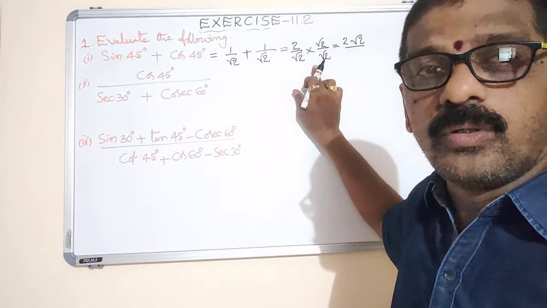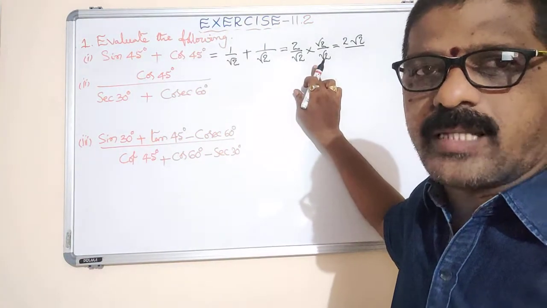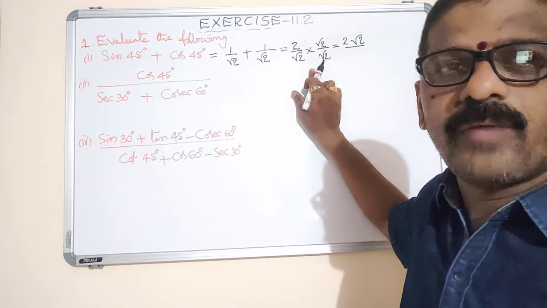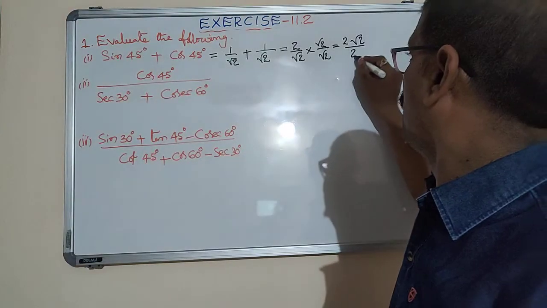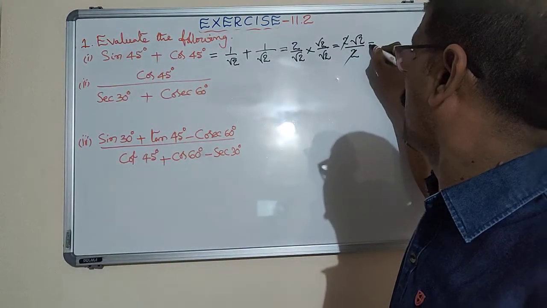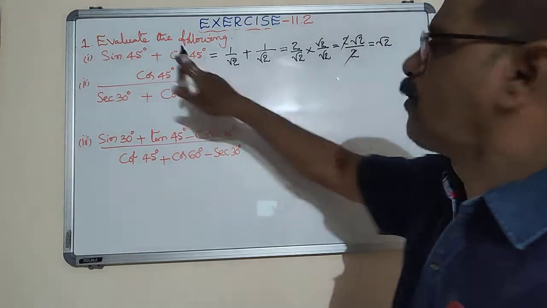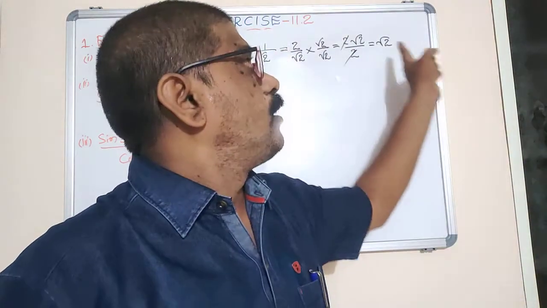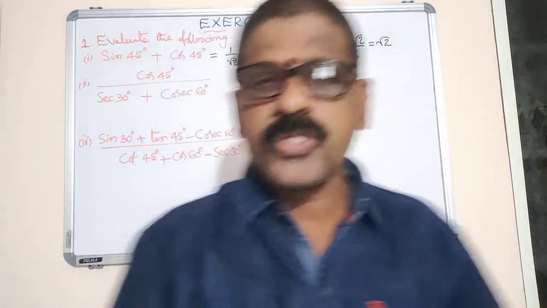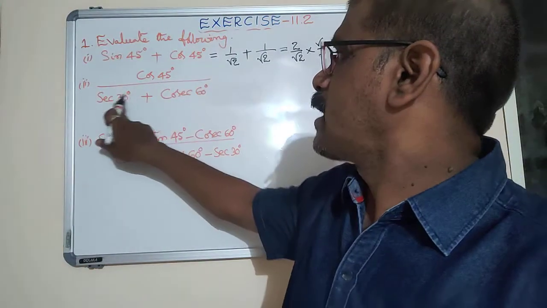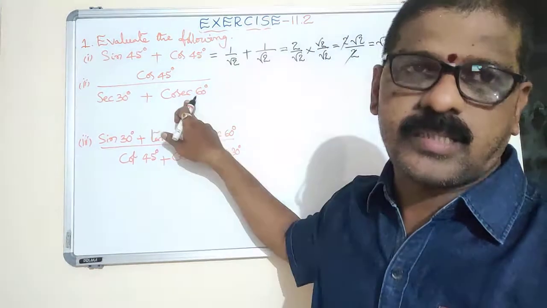It will be root 2 whole square. The square is cancelled. Or root 2 into root 2 is root 4. Root 4 value is 2. Now 2 ones are 2, so that is equal to root 2. The value of sin 45 plus cos 45 is root 2. The second question is cos 45 whole by secant 30 plus cosecant 60.